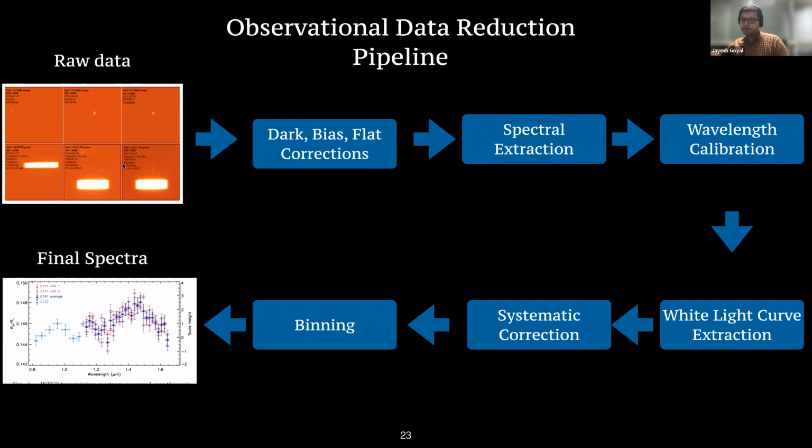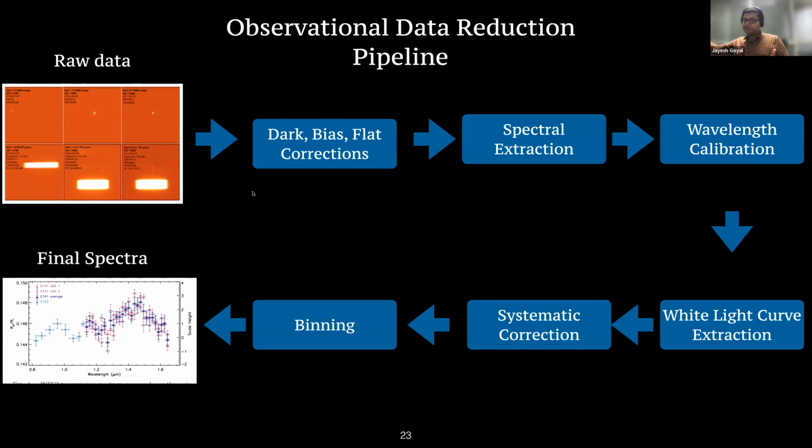Then you do wavelength calibration. Then you do the white light curve extraction. What that means is, when the planet is going in front of the star, that dip in the brightness is called the white light curve, because here you are combining all the wavelengths. You do all the corrections, then you bin, and finally you get the spectrum of that planet. I'll show what that spectrum represents. Spectrum means the light that we receive from the host star that is coming through the planet's atmosphere, separated into different wavelengths.